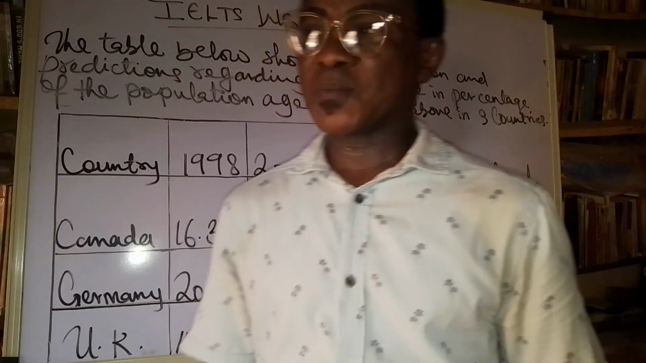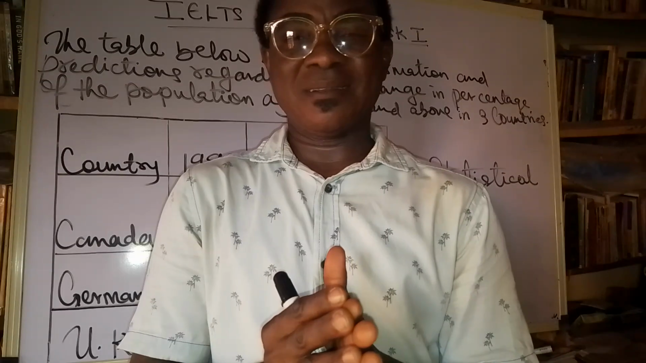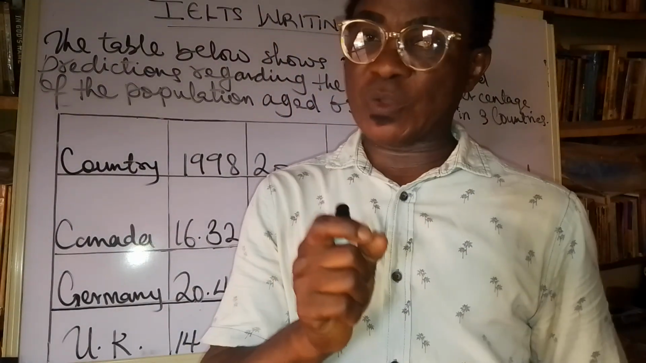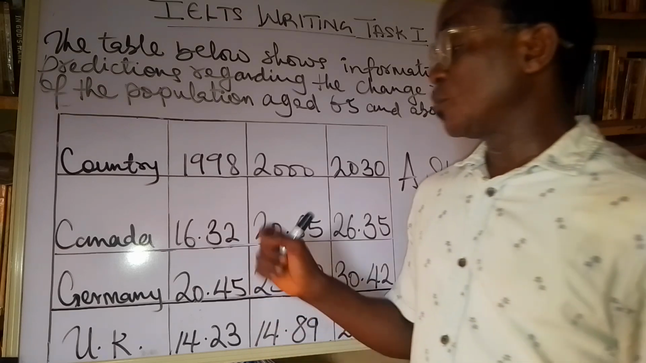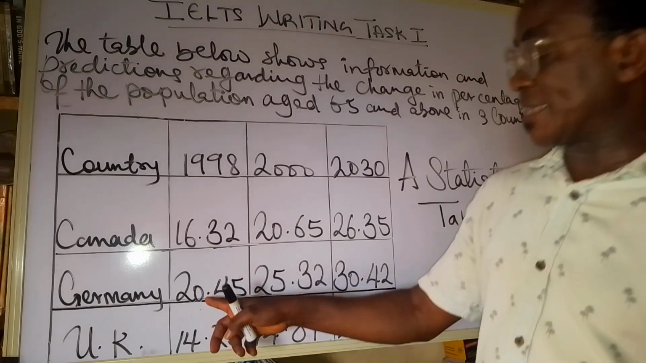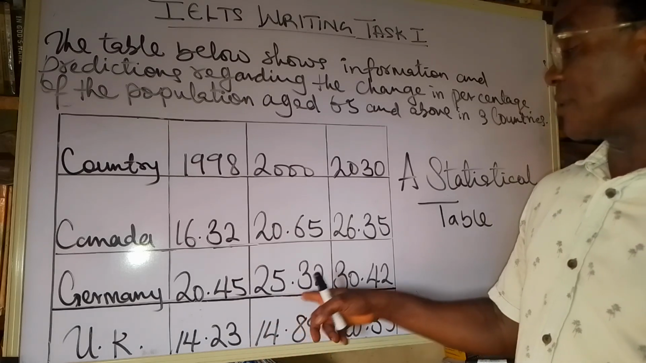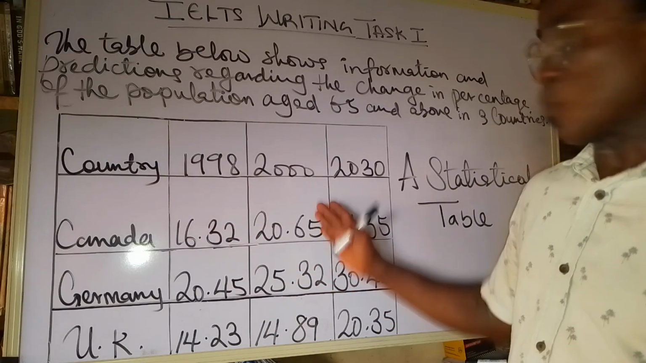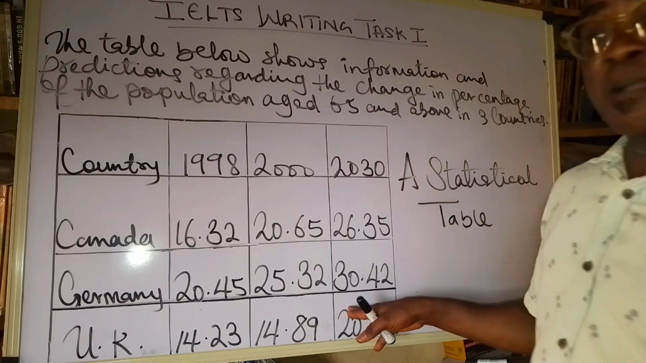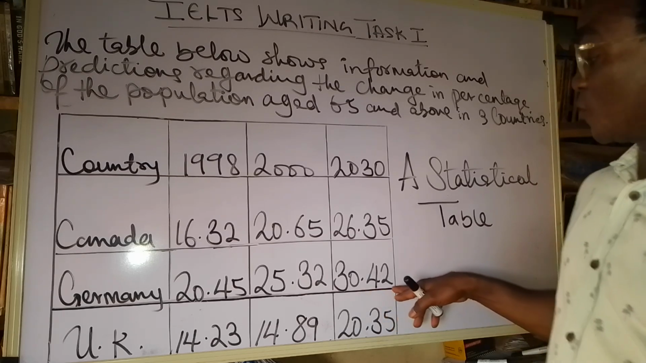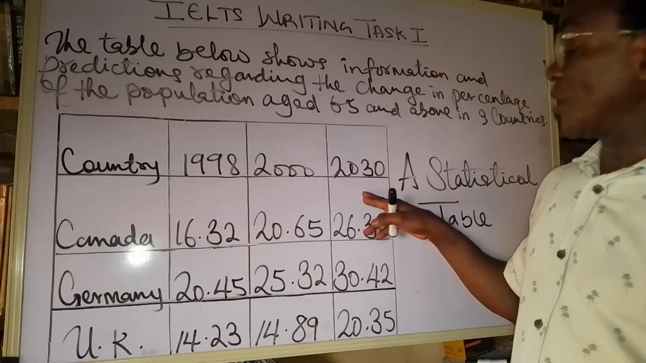Now, overall, however, what do we notice? The largest growth in this segment of the population took place in Germany, 20 to 25.32% between 1998 and the year 2000. And then an estimated 5.5% increase to 30.42% in the year 2030.